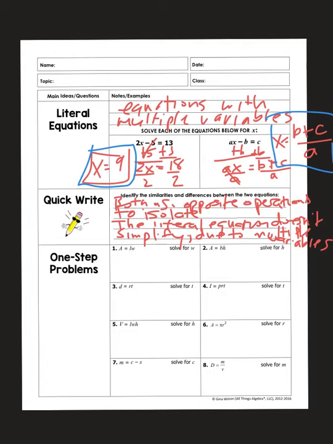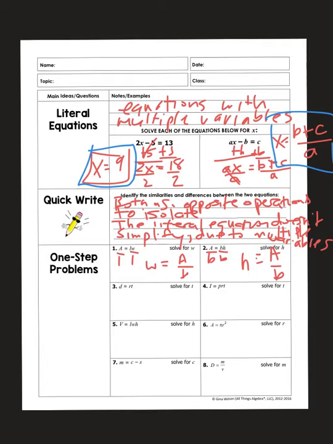Number 1, A equals L times W. Solve for W. Well, L is being multiplied by W, and I know to get rid of something being multiplied, I need to divide. So I'm going to divide each side by L. So W equals A divided by L. I'm going to put a 1 at the bottom so you know it's not a 1. All right, number 2, A equals B times H. Solve for H. Well, B is being multiplied by H. So to get rid of it, I have to divide it. And H equals A divided by B.